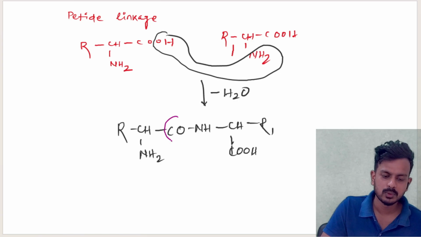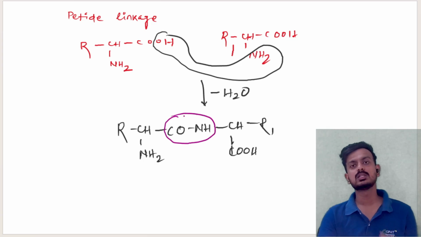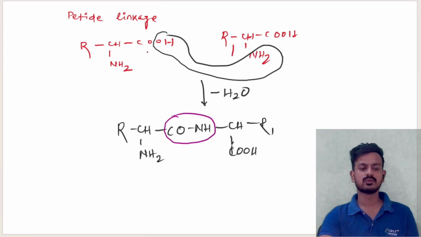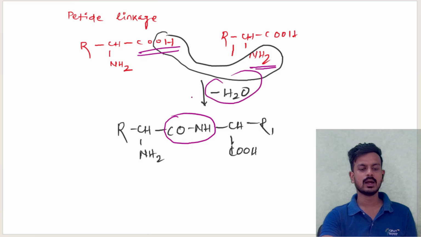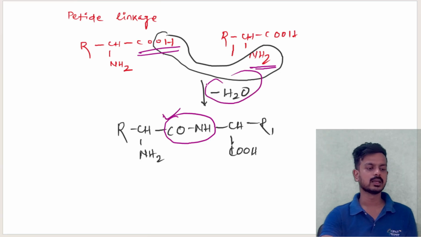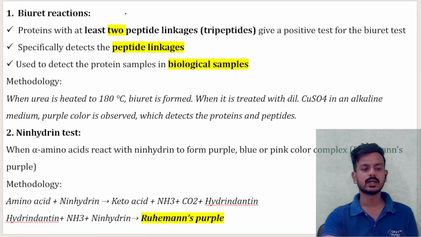So the question will be asked: how are these peptide bonds formed? Peptide bonds are formed from the carboxylic group of one amino acid and the amino group of another amino acid. When fused, there is elimination of a water molecule and formation of the peptide linkage. So in this biuret test, what do we basically detect? We detect the peptide linkage, at least two peptide linkages. That means three amino acids should be joined together. So this gives a positive test.